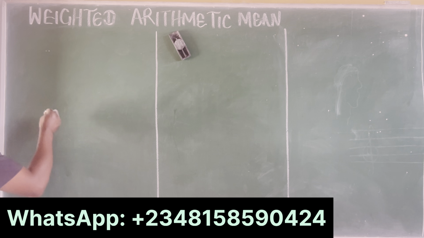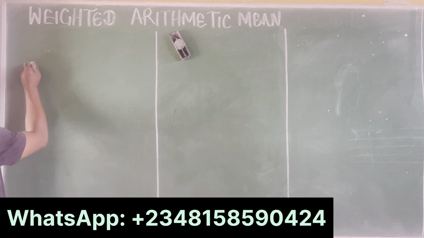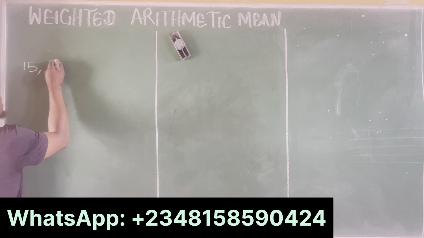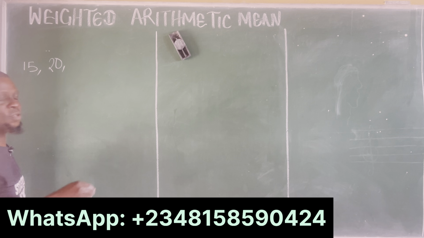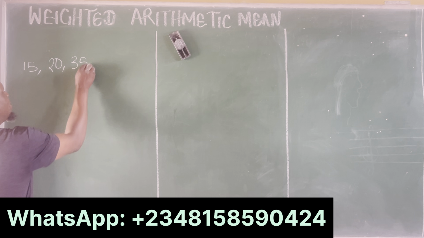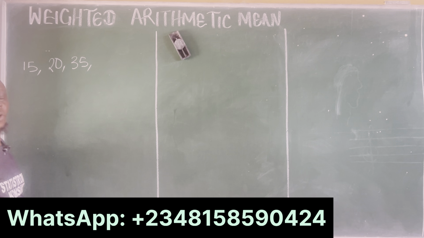100, and the first student scored 15, the second student scored 20, the third student scored 35, and then the fourth student scored 85, and then the fifth student scored 95. Now, if you look at these scores of students, this is 15 over 100, 20 over 100, 35 over 100, 85 over 100, and 95 over 100.